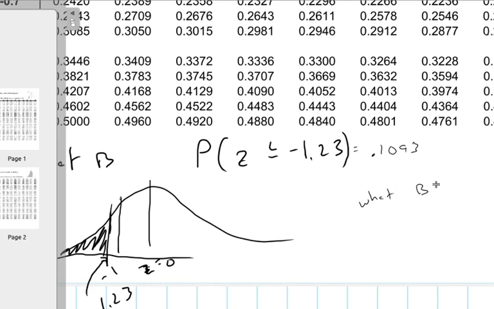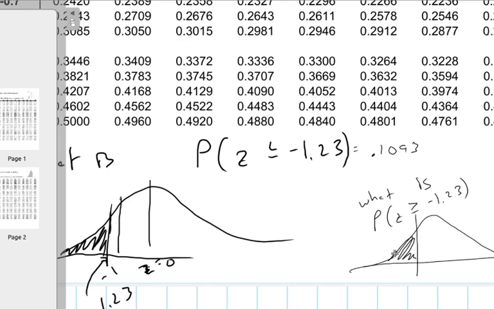If I wanted to switch this around, because this chart only tells me the area to the left, what is the probability that z is greater than or equal to negative 1.23? Well, let's see. The curve looks like this. This is a sloppy drawing, but oh well. This is negative 1.23 here. This is the area I just found. And we know the total area underneath this curve is 1, because this is just a normal distribution. Basically, z has to occur somewhere in here. It's either going to be to the left of negative 1.23 or to the right of negative 1.23.